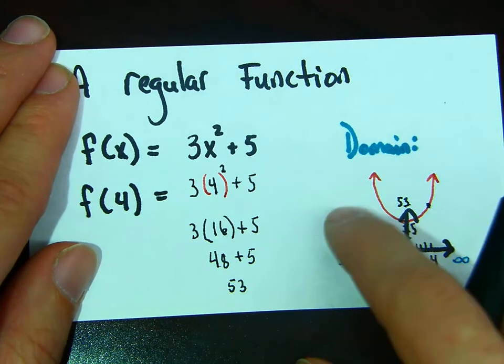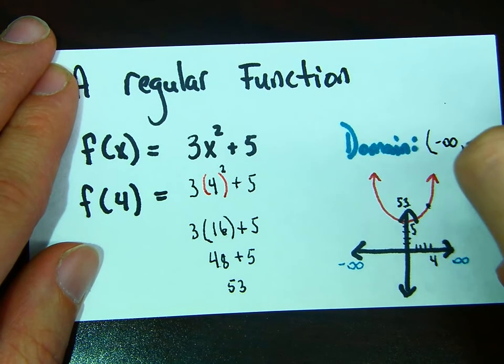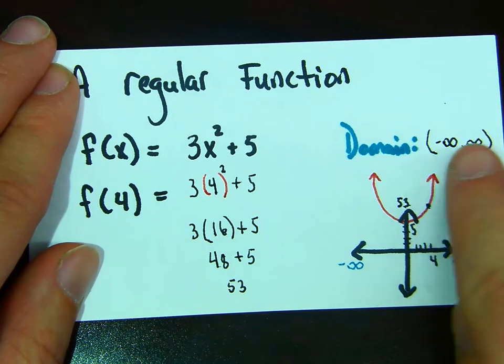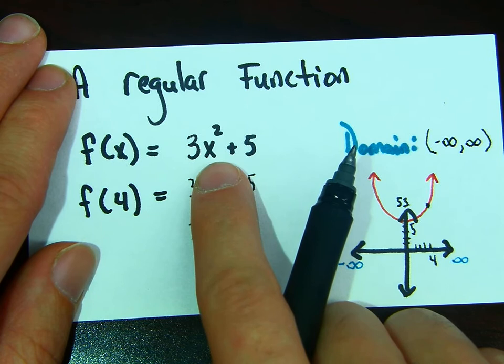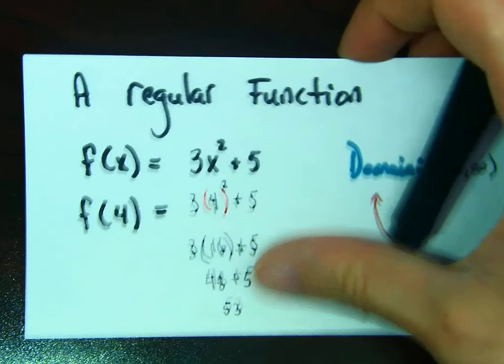What's the domain of this function here? I could use any value between negative infinity and positive infinity. No matter which number I use between negative infinity and positive infinity, I'm going to plug it into 3x squared plus 5. So let's take a look at what a piecewise function implies.